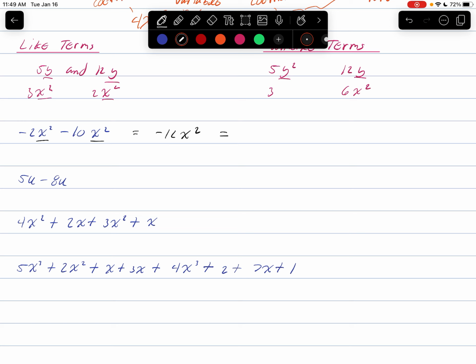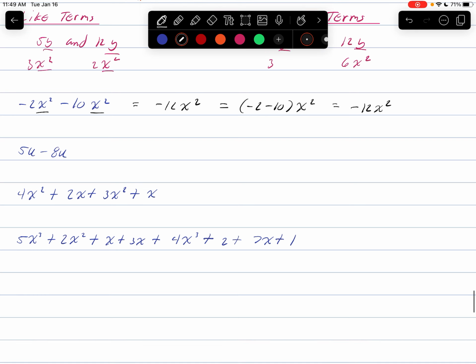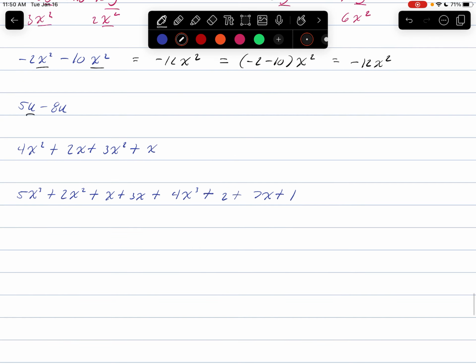Okay, you could also think of this in terms of the distributive property as well. Right? If this is confusing to you, you don't necessarily have to think of it this way. But you could think of this as negative 2 minus 10 times x squared, where we're kind of undoing the distributive property, okay? But in either case, we get negative 12x squared. Okay? Let's take a look at 5u minus 8u. Okay, well, again, here they have like terms, okay?